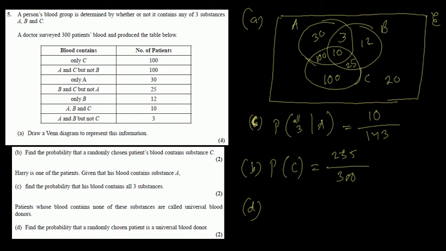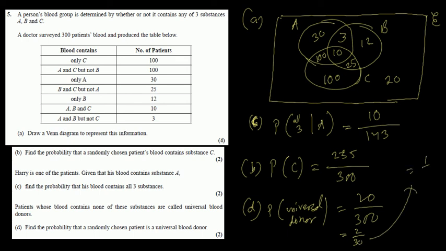Now let's do question number D, the final one here. Patients whose blood contains none of the substances are called universal donors. Find the probability that a randomly chosen patient is a universal donor. So this is 20, this region. So probability of universal donors, there are 20 and altogether there are 300 people. So 20 out of 300, we have to simplify it a little bit. So this will be 2 by 30. So this would be 1 by 15. Remember to simplify your answer. It's extremely important.